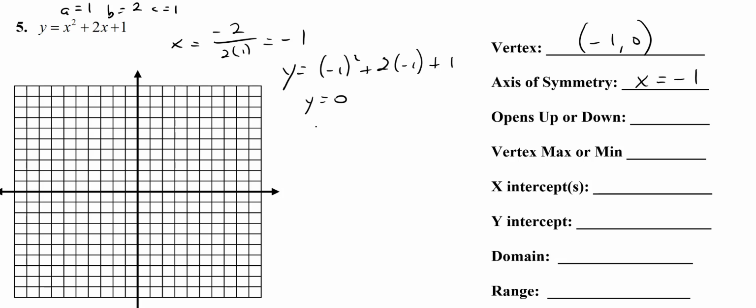Okay, A is greater than 0. It's positive, so it's going to open up like this. So it means it's going to open up, and the vertex is going to be a minimum.